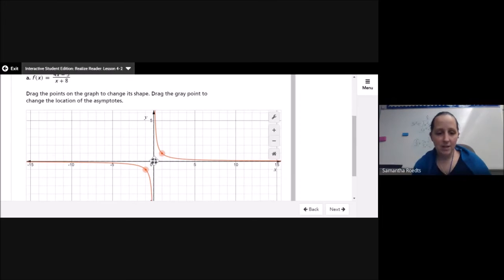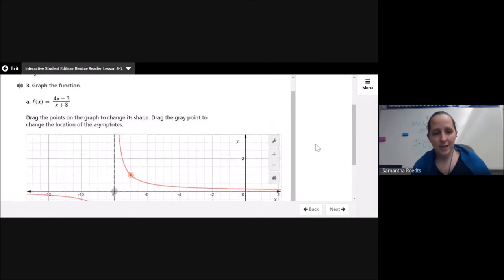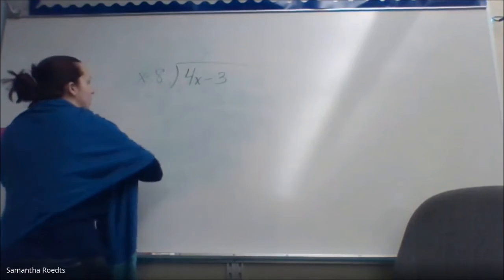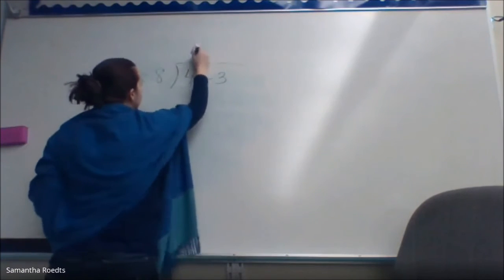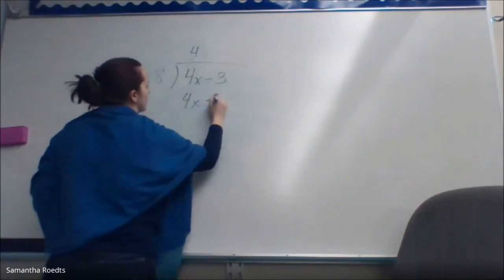So -8 is my vertical asymptote. So 5, 6, 7, okay, so there's 8 right there. Okay, the degrees are the same. So (4x minus 3) over (x plus 8). Okay. What times x gives me 4x? Well, that's 4. 4 times x gives me 4x. 4 times 8 is 32.